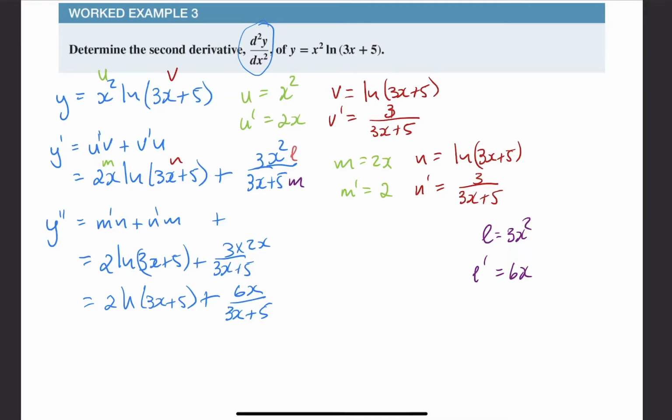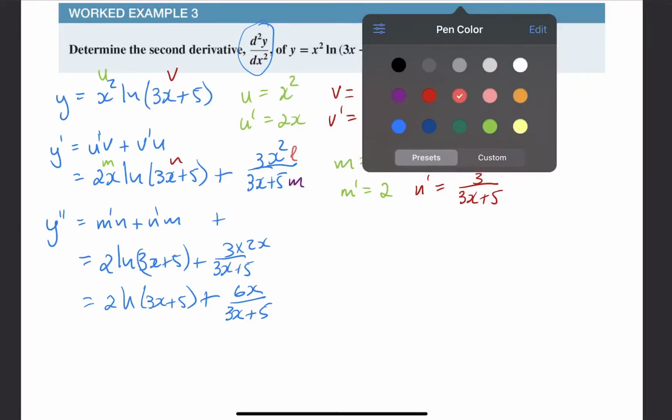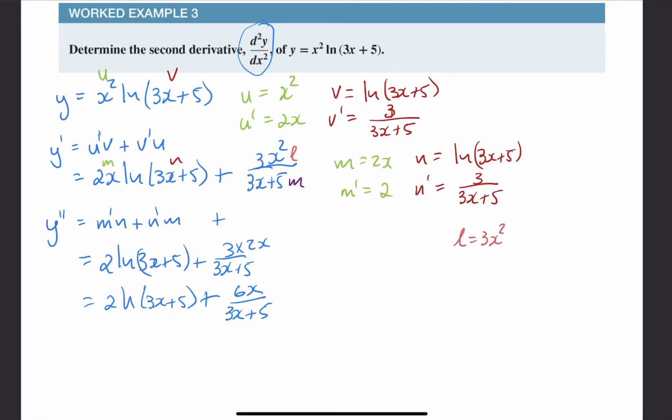If M equals 3x plus 5, then the derivative of M equals 3. And now I'm going to say plus, and I'm back over here. The derivative of that will be the derivative of the top, L, multiplied by the bottom, minus the derivative of the bottom times the top, divided by M squared.